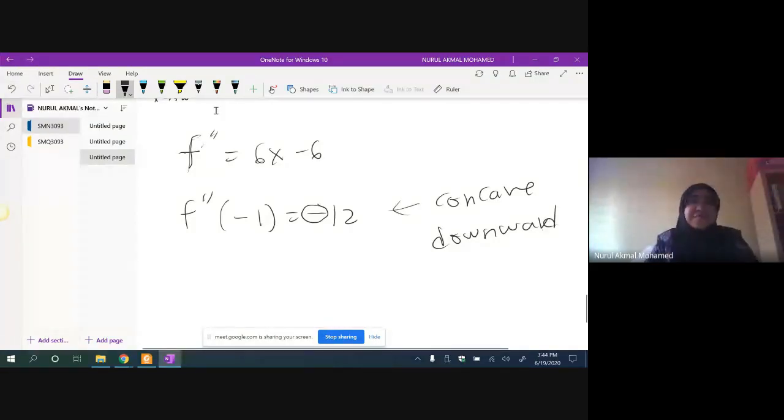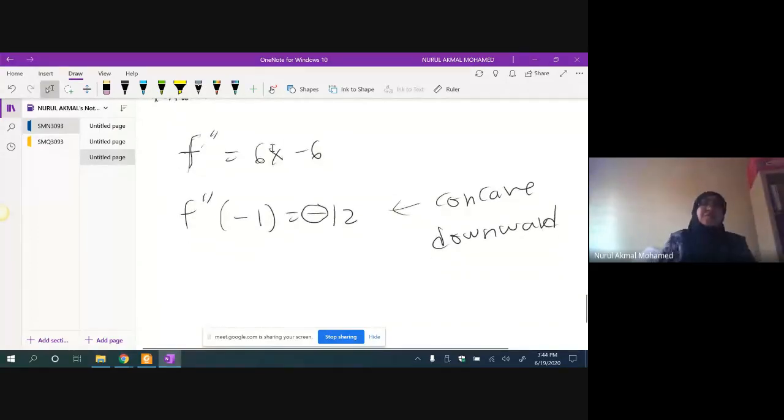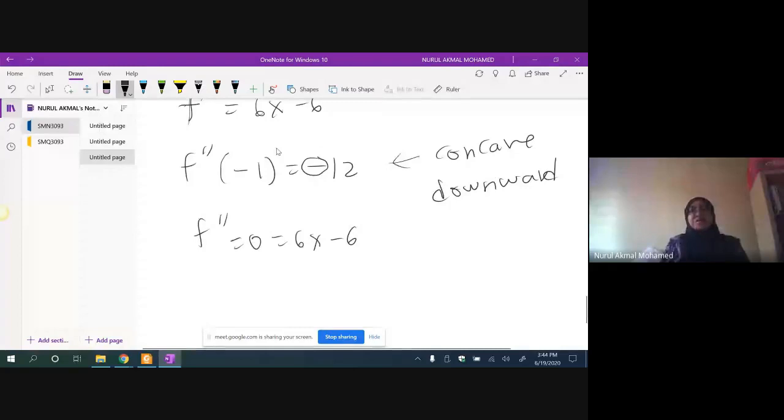It is concave downward for the first interval here, so that's why it looks like this. And then you can check the second interval, from 0 up to 2. I predict that the inflection point will be at x equal to 1. If you set f double prime equal to 0, it gives you 6x minus 6 equal to 0, so x will be 1. So this is the inflection point.